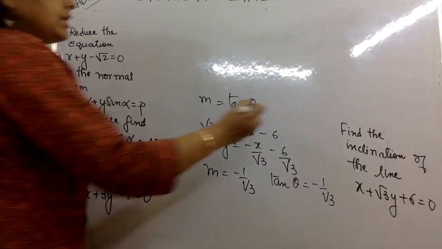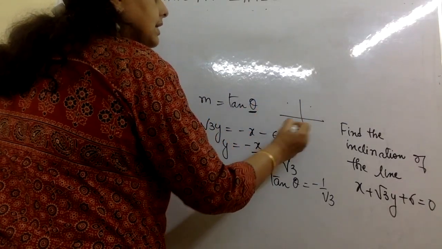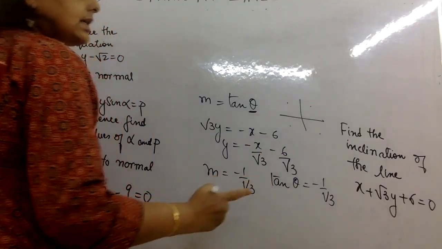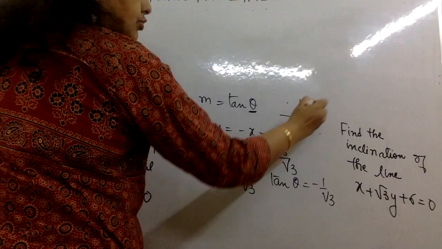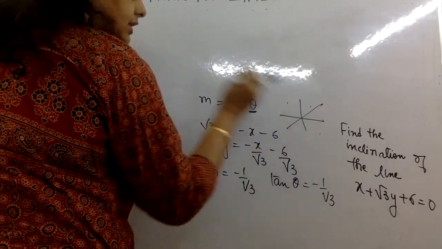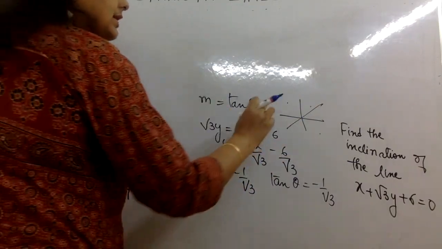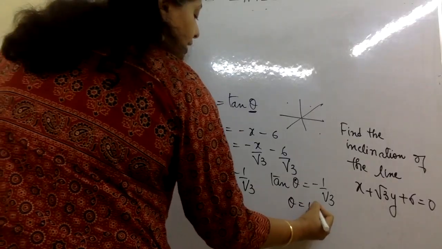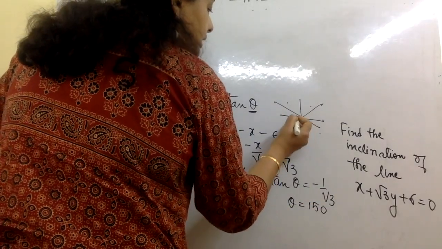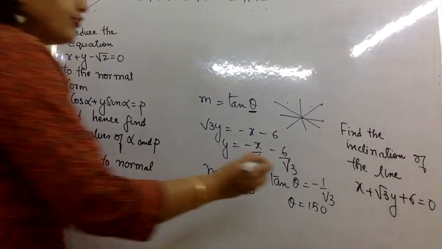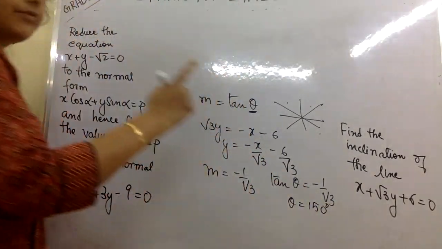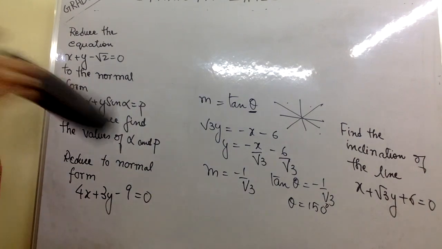Okay, now if I see here, all sine, tan and cos. Tan is positive here and here. These two places tan is positive, tan is negative in these two places. So here theta is 150 degrees. Okay, theta is 150 degrees is our value. So we find the inclination which is 150 degree. Let's see the next question.